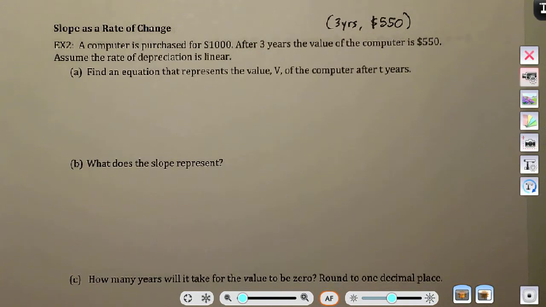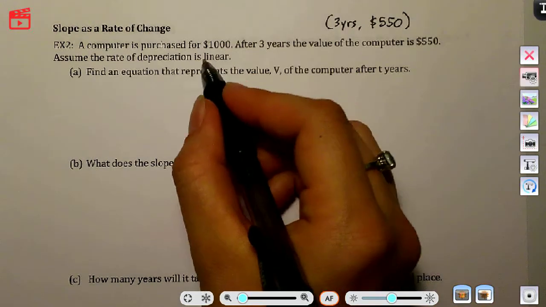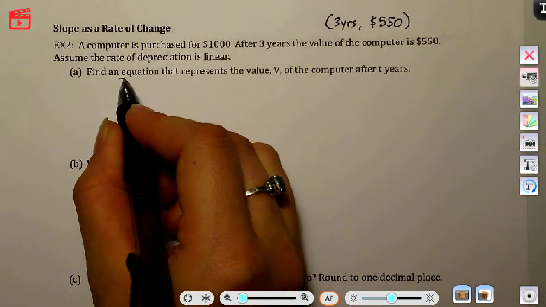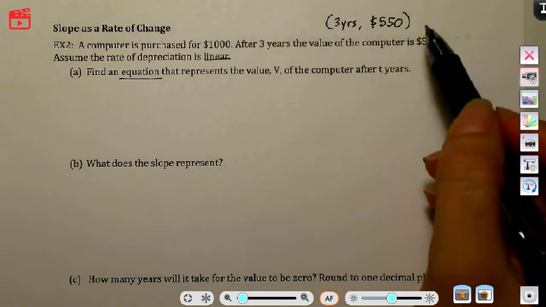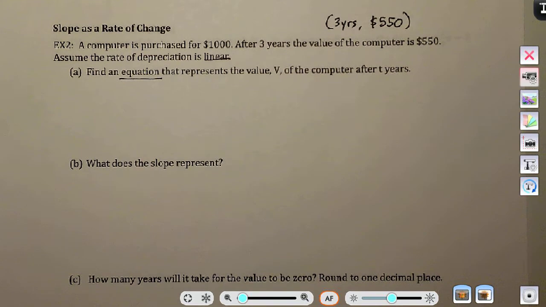Okay, and so to write the equation of a line, remember we're looking at something linear, I need a slope and a point. So right now, I have actually created one point. So the question is, do I have a slope or am I given another point?